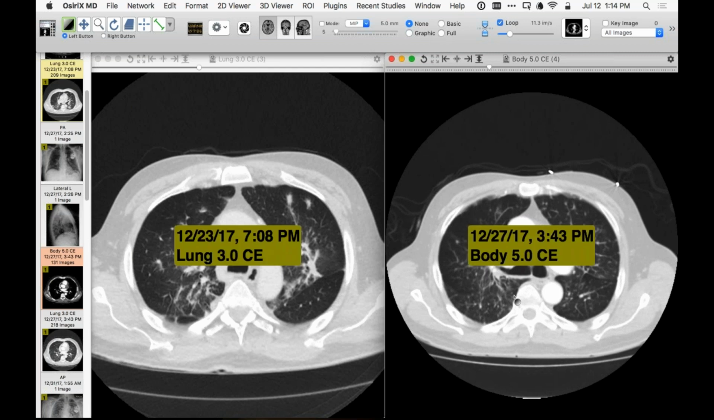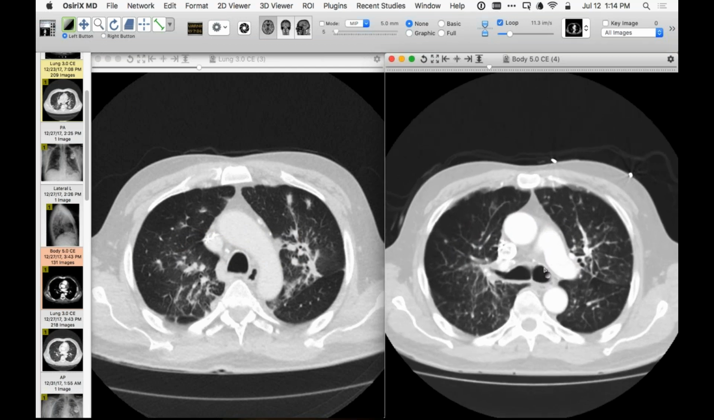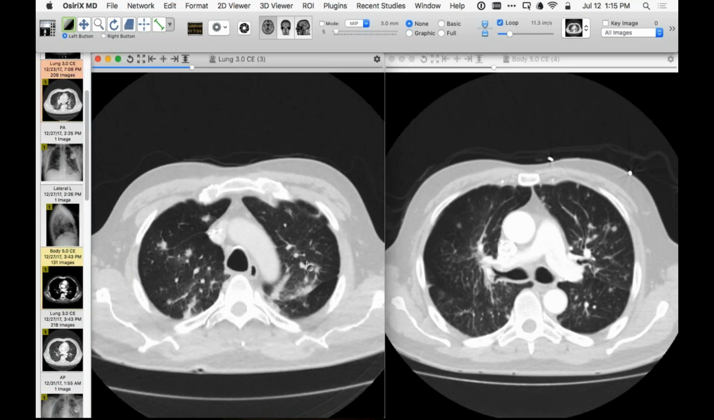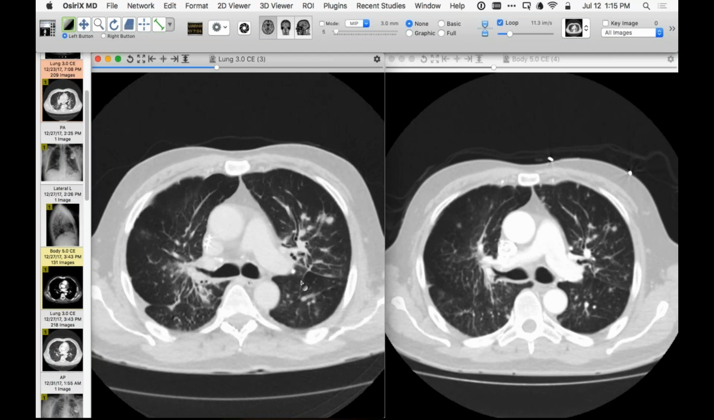In looking at the 27th, I thought that some of the opacities, just keep your eye on this one where I'm showing you for a second, in the left upper lung, look a little bit smaller, but starting to maybe cavitate. So here's one example. If you compare this little guy with something up there, the overall opacity is getting a bit smaller and it may be cavitating.